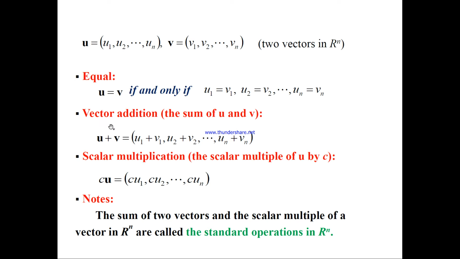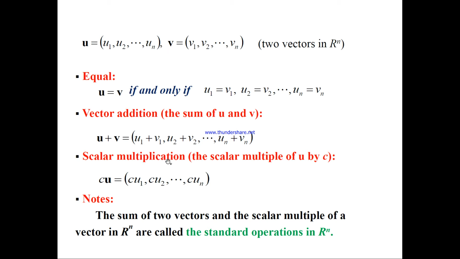Now when I am doing vector addition, you have two different vectors u and v. When I am doing u plus v, I will add the components based on their position. So I will add u1 with v1, u2 with v2, u3 with v3, and so on, and un with vn. So that is the component addition here. So vector addition will add the individual components of those two vectors based on the position of the component.